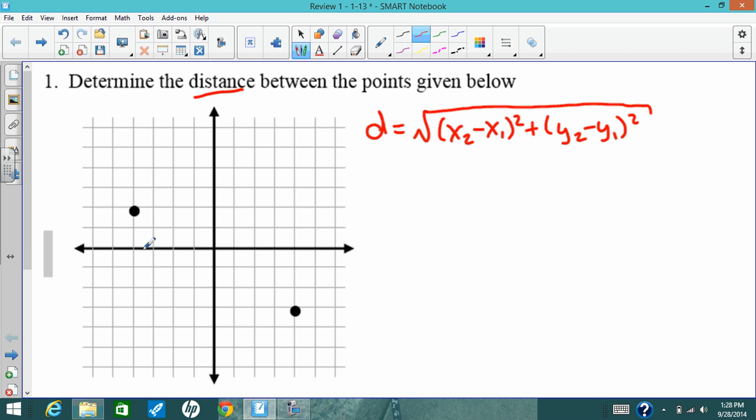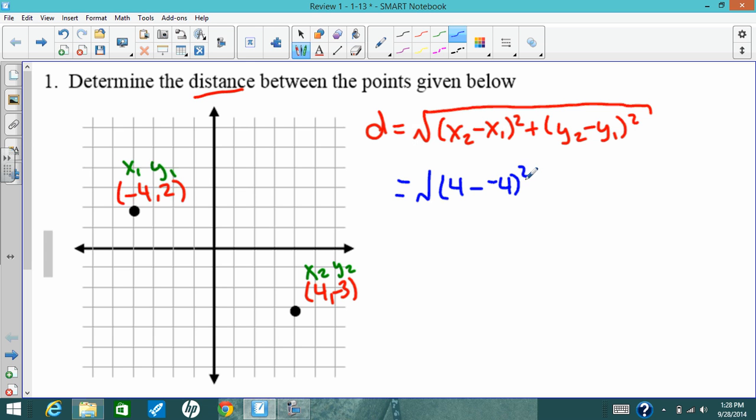So we'll find the coordinates of these points. This guy is at (-4, 2), and this one is at (4, -3). I'll label one x1, y1, label the other x2, y2, and then we could go ahead and plug in. Plug and chug time. So x2 minus x1, don't forget any negatives, plus y2 minus y1, don't forget the squareds.